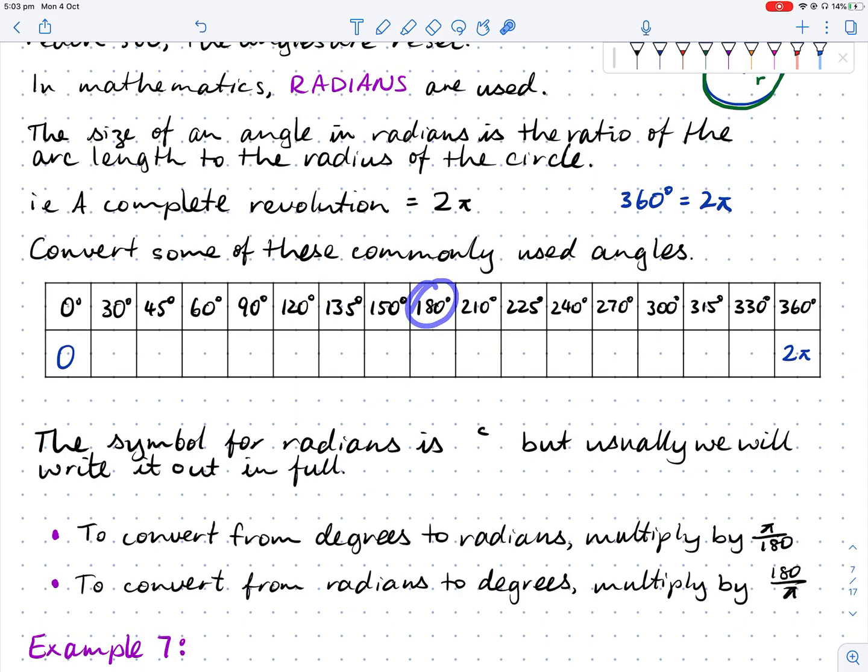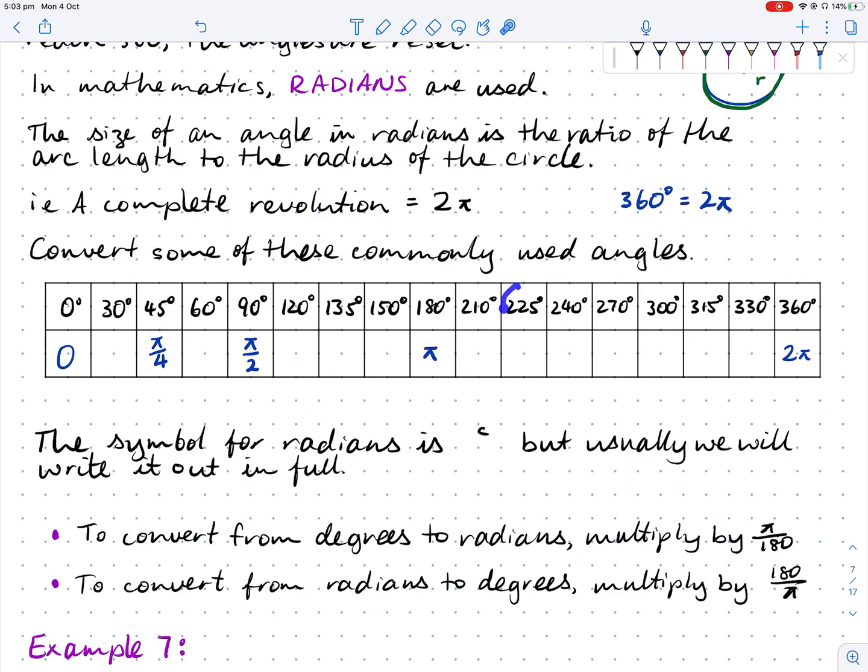So if I've got 180 degrees, it's going to be half of that, so that's pi radians. If I go half of that again, 90 degrees, that's going to be pi on 2. We can work out all of these this way. So 90 is pi on 2, 45 is going to be pi on 4. If we work them out using this relationship, in order to get 45 from 360, you need to divide by 8. So you're dividing 2 pi by 8 in order to get pi on 4.